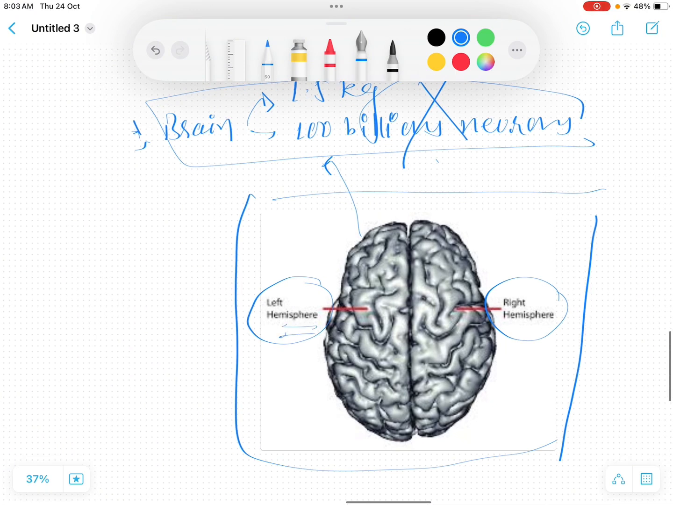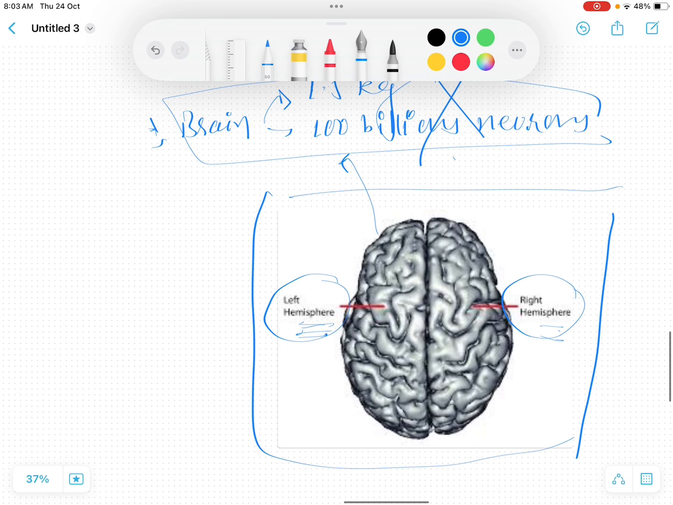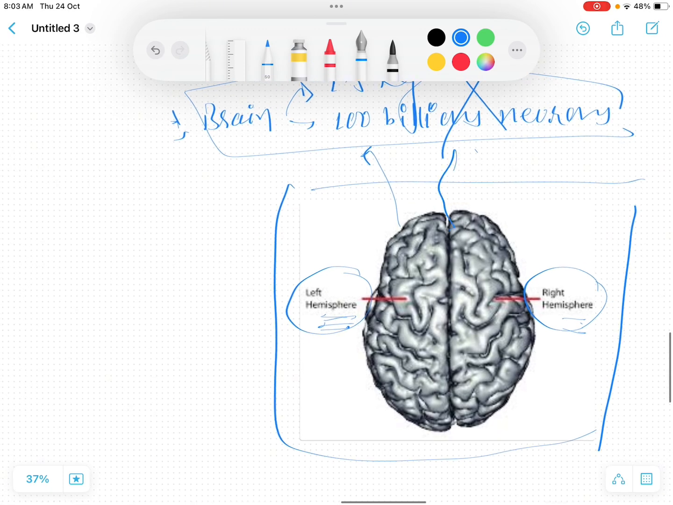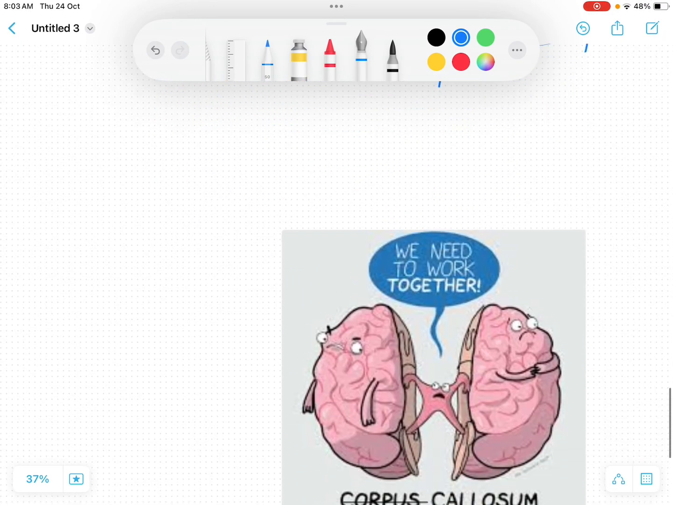And the two hemispheres of the brain: the first one is the left hemisphere and the other is the right. Do you wonder how these two hemispheres are connected with each other? Think. How might these two hemispheres be interconnected? They are connected by a structure known as the corpus callosum.